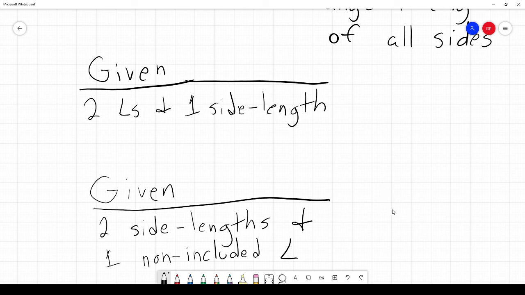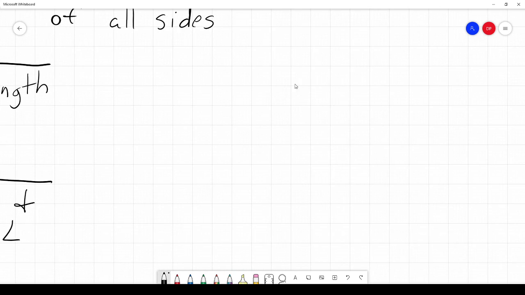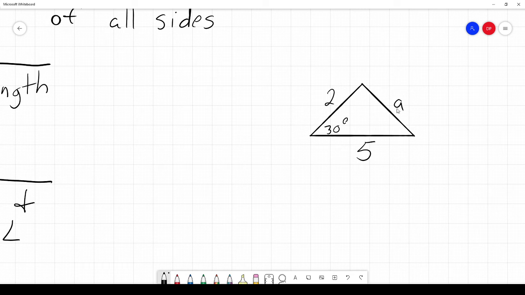Just as a quick aside, if we have a triangle and say we know two sides are 2 and 5, and we know this included angle is 30 degrees, well, I don't actually know any combination of a side and its opposite angle. I could find the sine of 30 degrees, but I don't know this side, and I don't know either of these angles here.